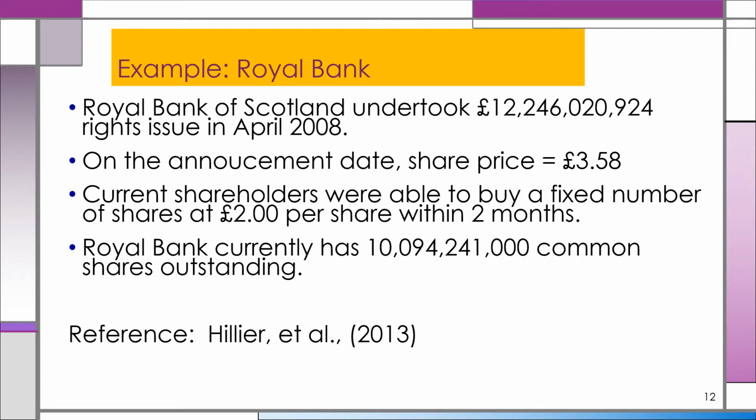Next, we are going to look into an example. This example is from your prescribed textbook by Hillier. Please read the details in the textbook. The Royal Bank of Scotland undertook a rights issue to raise 12 trillion. On the announcement date, the share price was £3.58. The subscription price for the new shares is £2, which is lower than the market price of the shares.